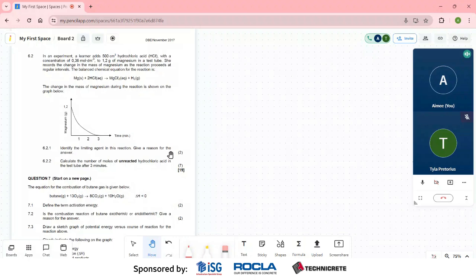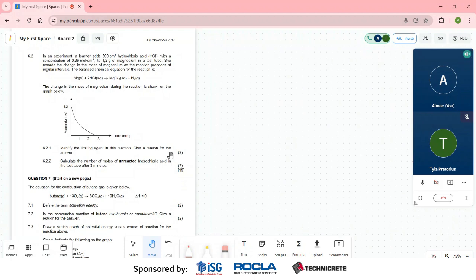Okay, guys, something that I can tell you is that with limiting and excess reagent questions, the limiting reagent is always used up completely in the reaction. Remember, the other agent is called the agent in excess because there's always more of it than you need. So the agent in excess will always have some left over at the end of the reaction.